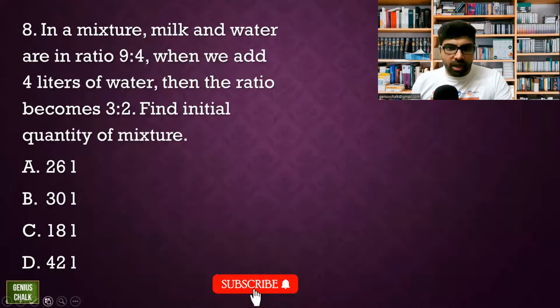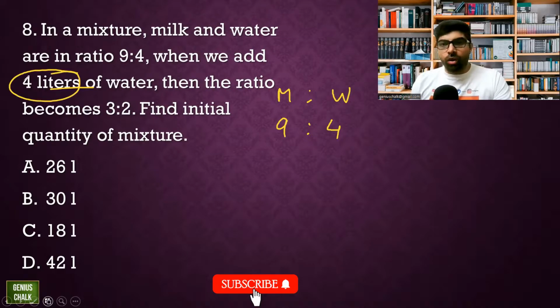Again we have a mixture, and what is the ratio? The ratio of milk and water is 9:4. We add 4 liters of water. Now the type changes: with 4 liters of water added, the ratio becomes 3:2. Okay, now what are we adding? We are adding 4 liters of water.